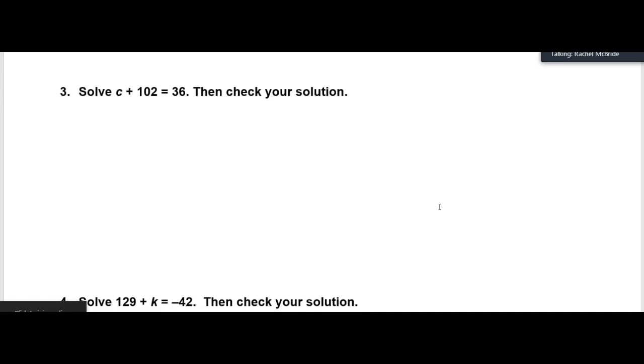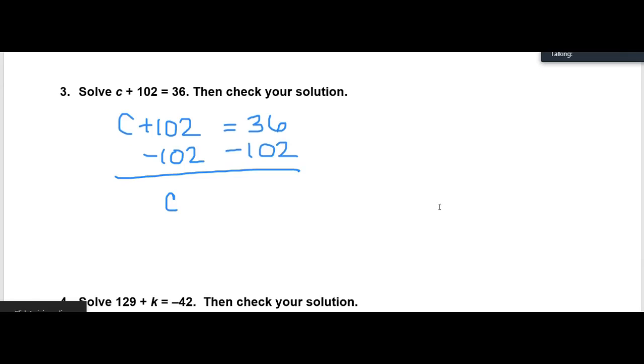Number 3. Solve for c plus 102 equals 36. Who have I not picked on? Nevaeh. What am I going to do first? Yes, we're going to subtract 102 from both sides, or like you said, from 36. All right, where's my calculator, kiddos? Nobody wants to do 36 minus 102 in their head.